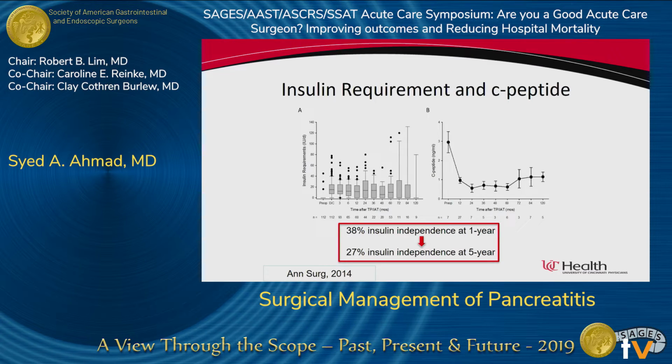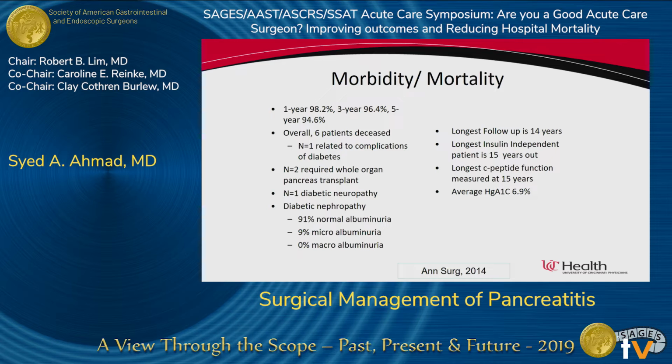So at 1 year, 38% of patients were insulin dependent. This decreased to 27% at 5 years, but insulin requirement, as seen on the graph on the left, did not increase during this time, and C-peptide function remained stable during this time. So in our own personal experience, one-year survival with this operation is 98.2%, five-year survival 95%. Our longest follow-up is 14 years. Our longest insulin-independent patient is 15 years, demonstrating active C-peptide function at that time and hemoglobin A1C that's controlled. We have a low incidence of any diabetic complications, including only one patient developing diabetic neuropathy, and only two patients went on to receive a whole organ pancreas transplant related to diabetic complications.